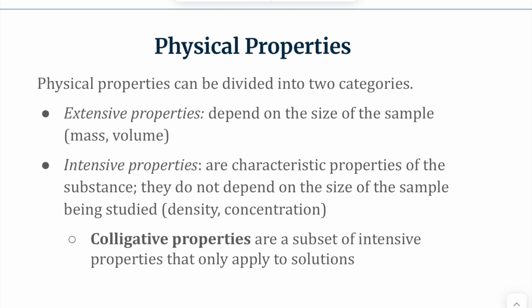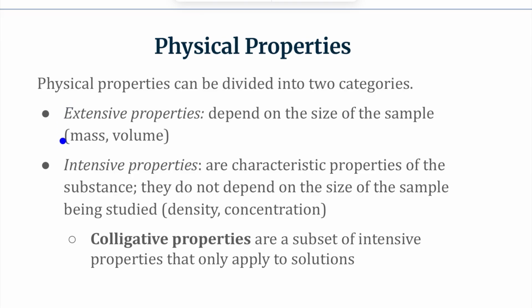And so what is a colligative property? Well, we've talked about properties in terms of chemical and physical properties, but we focused more so on chemical properties because those were then things that we could see chemical changes occurring. But we didn't talk a lot about physical properties. And physical properties can be divided into two categories. Extensive properties depend on the size of a sample. So like the mass of something or the volume of something. Those are dependent on the sample.